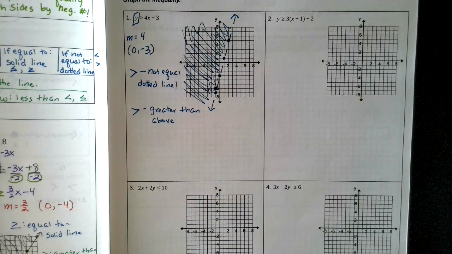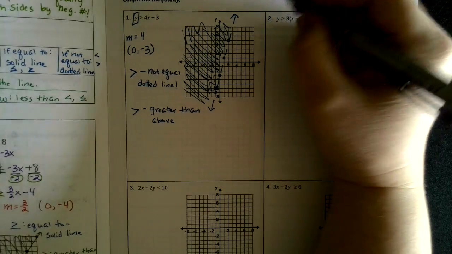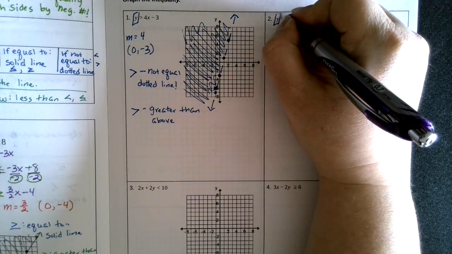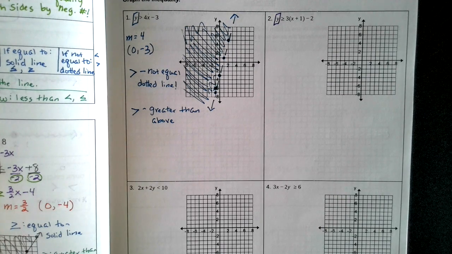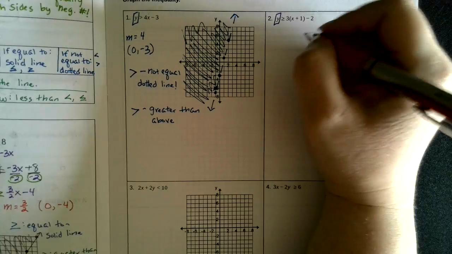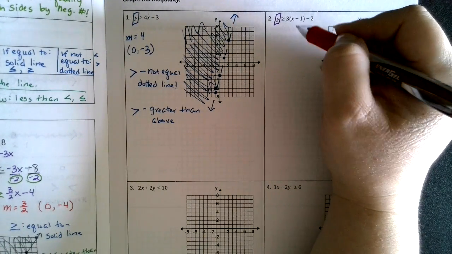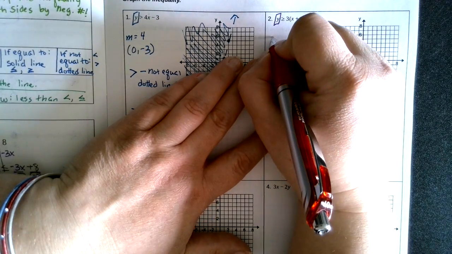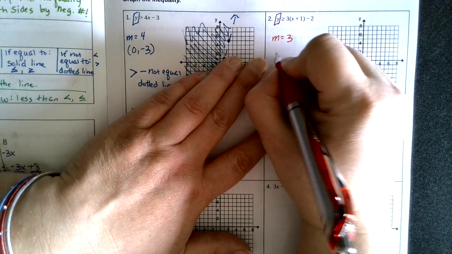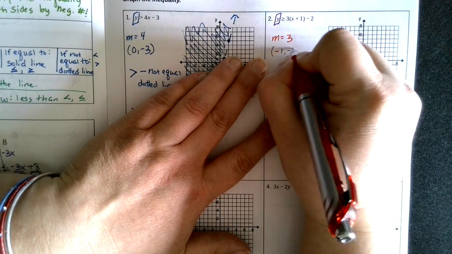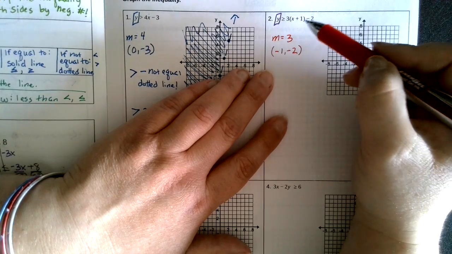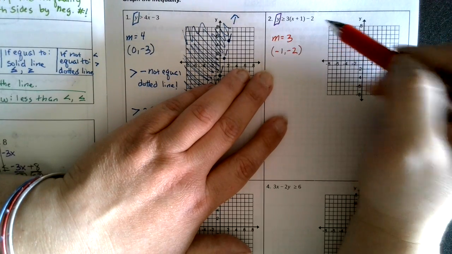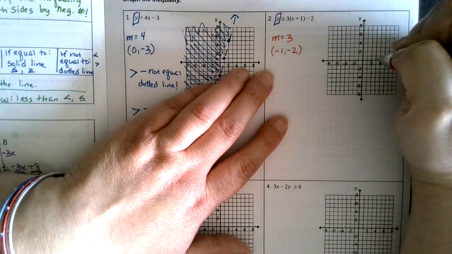All right, for number 2, the y is isolated, which is a good thing. We can just find the point and the slope. We don't have to do anything here. Because this is in point-slope form, instead of finding the y-intercept, we can use our starting point. So our slope is going to be 3, and our starting point is going to be -1, -2. Now, if you want, you can distribute the 3 and combine like terms to find your y-intercept, and that would be totally acceptable.